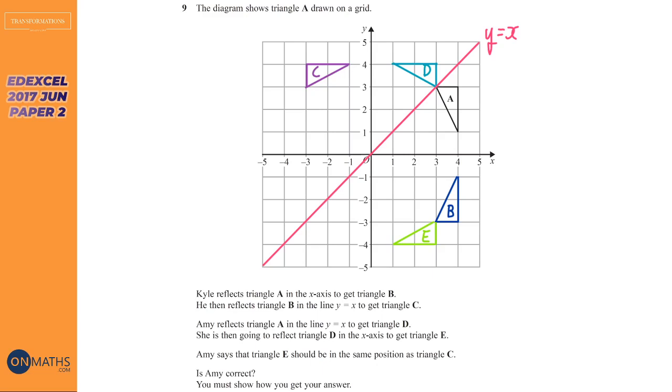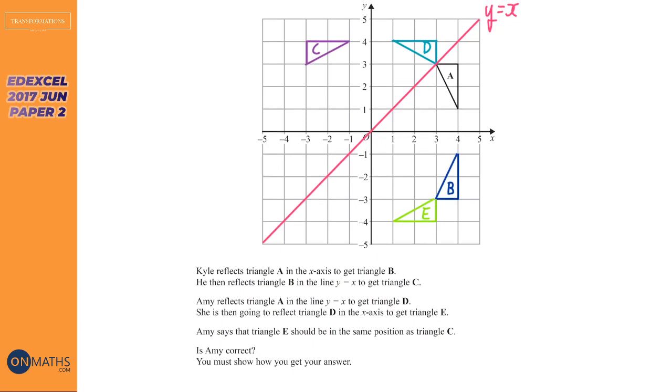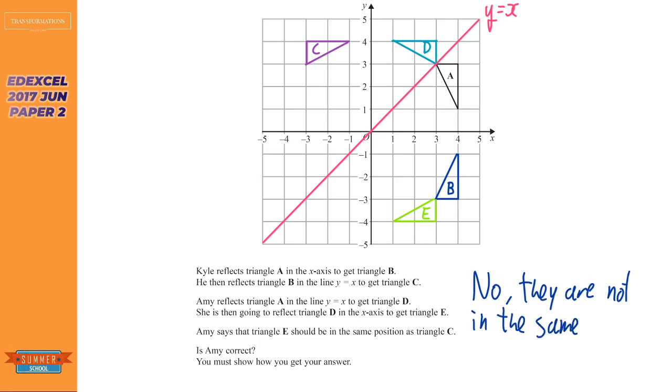Amy says that triangle E should be in the same position as triangle C. Is Amy correct? You must show how you got the answer. So, as always with these questions, you must actually write an answer. I've done all the working out. The examiner can clearly see that triangle C and triangle E are not in the same position. So, all the working out's there. So, I just need to say no, they are not in the same position.